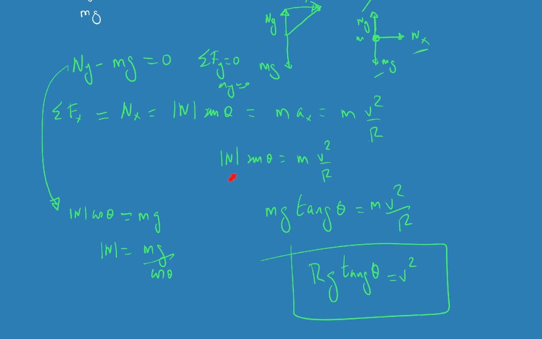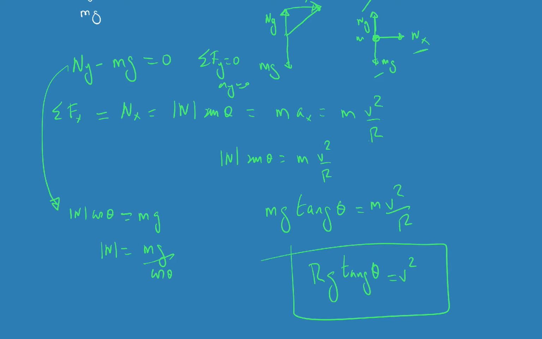So if I introduce the value of the magnitude of n in this equation, I will have mg divided by cosine of theta multiplied by sine of theta, which is tangent of theta. So mg tangent of theta will be mv squared divided by r. The m will cancel, so the v squared will be rg tangent of theta. So as a conclusion to solve this problem, what is the force that produces the circular motion? The nx. The nx produces the circular motion.